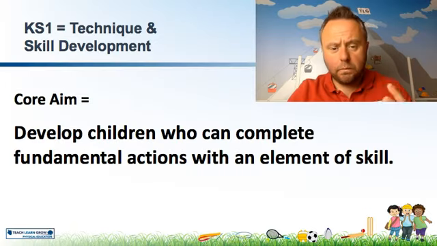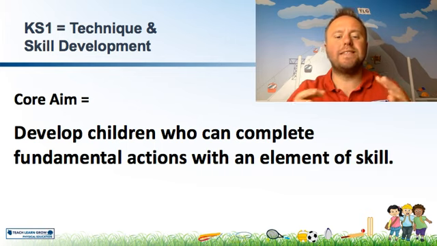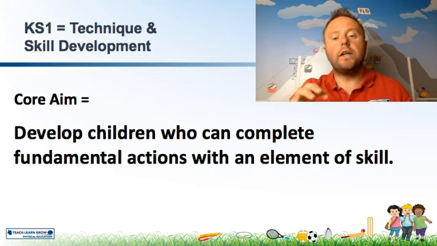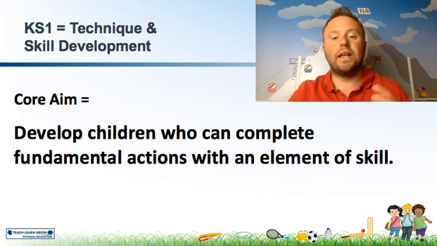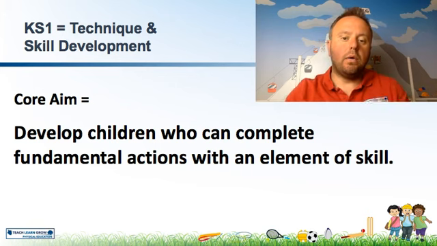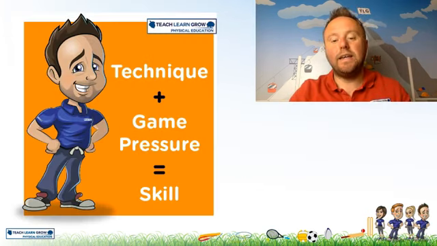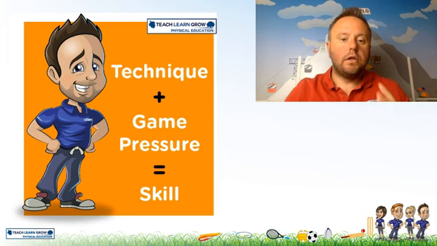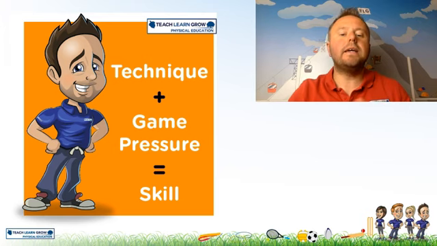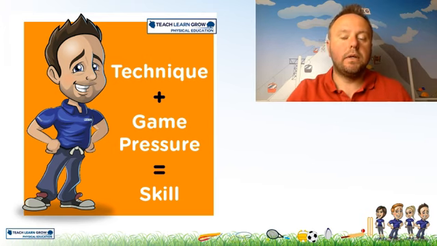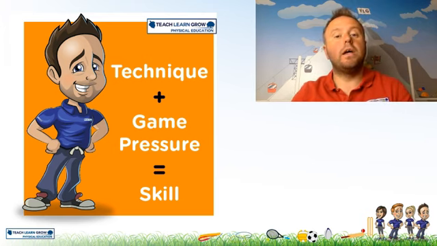Now, in Key Stage 1, the core aim is technique and skill development. So this is basically, we're trying to just develop children who can complete fundamental actions with an element of skill. Now, what that means in reality is we're looking at technique and skill development. So if you're not aware from a coaching point of view, technique is being able to do something. Skill is being able to do it with game pressure thrown into the mix.